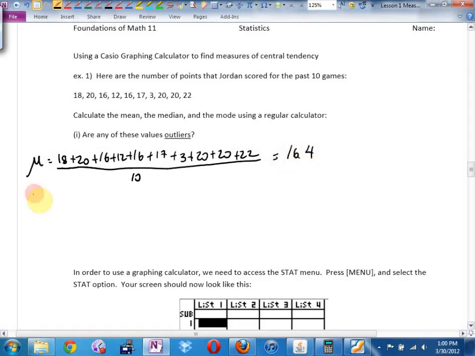Okay. Let's do the easy one. What's the mode? Which number shows up the most often? 20?